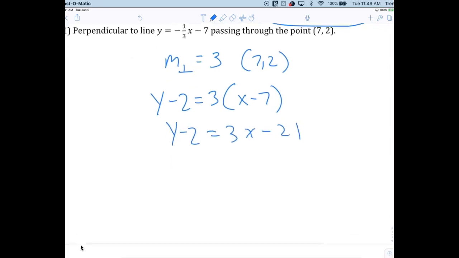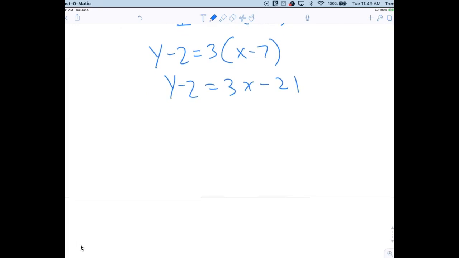So now what? And then you want to carry over the 2 to the other side, and you plus 2, and then you get negative 19, and then you want to carry over 3x. And then you get negative 3x plus y is equal to negative 19. You change the sign to 3x minus y equals negative 19. Equals what? That's what I thought you said.